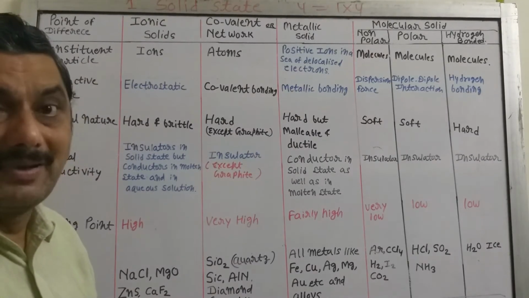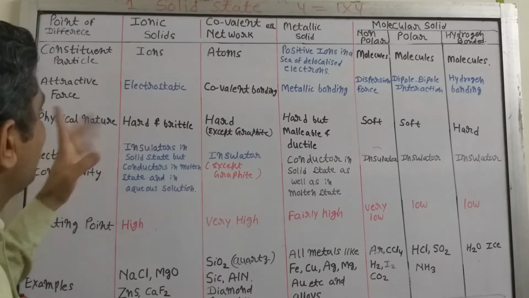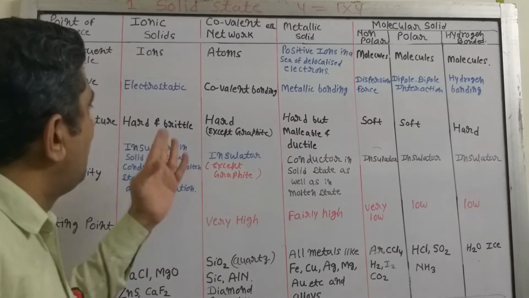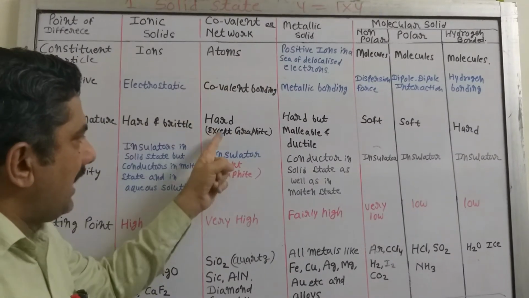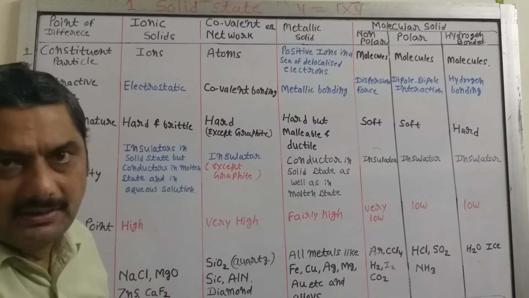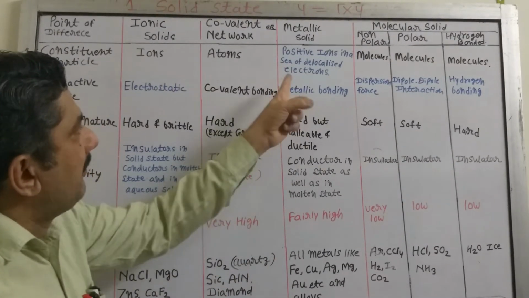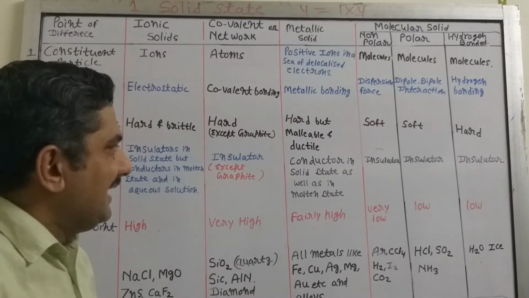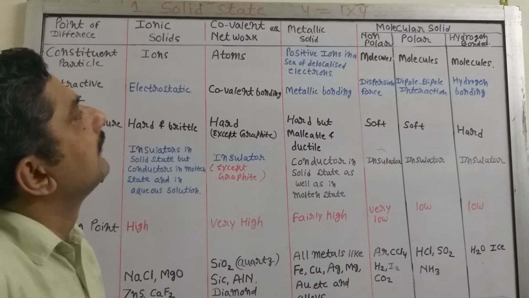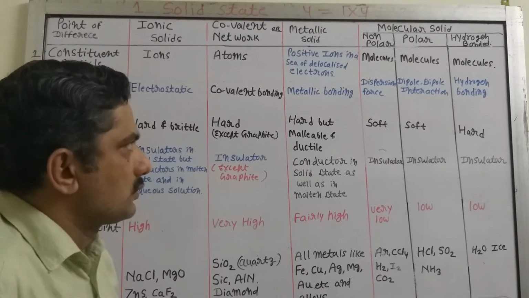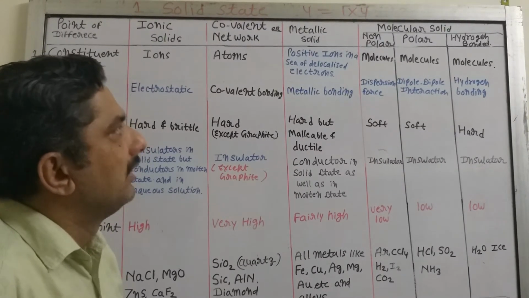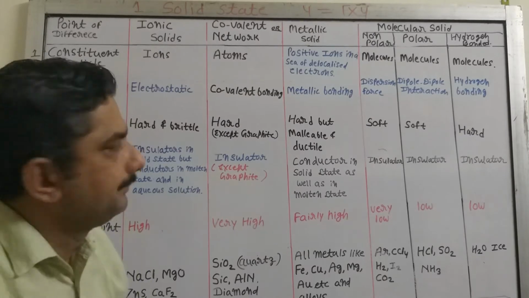Point of comparison number three, physical nature. Ionic solids are hard and brittle. Covalent solids are hard, except graphite. Graphite is soft. Metallic solids are hard but malleable and ductile. Non-polar molecular solids are soft. Polar are also soft, but hydrogen bonded molecular solids are hard.